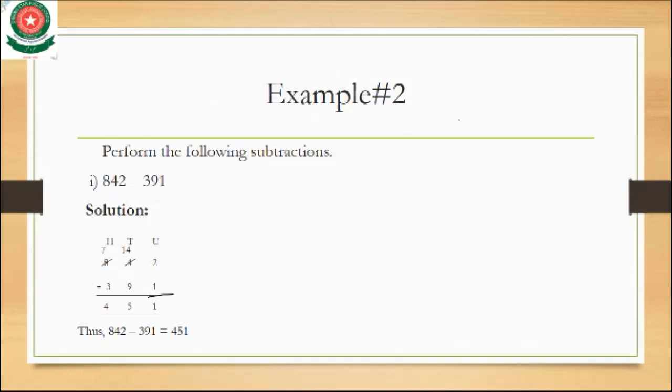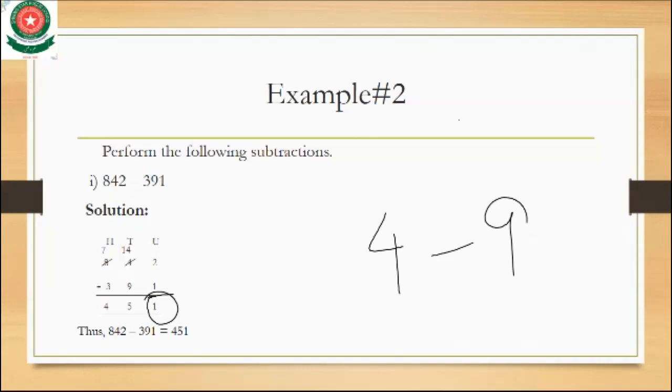Okay, come to the solution of this. 2 minus 1 is equal to 1, so we will write 1. Next is 4 minus 9. We can't subtract 9 from 4 because 4 is a smaller number and 9 is a greater number.